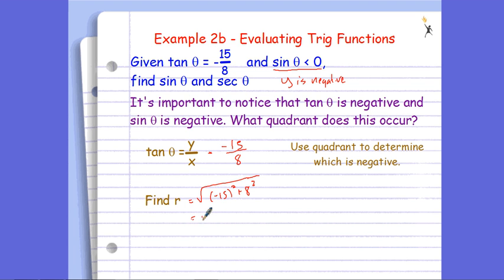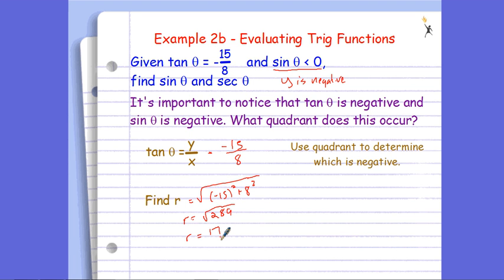Yeah, so what is that? 289? And then again, that worked out very nicely for us. R is the square root of 289, which is 17.